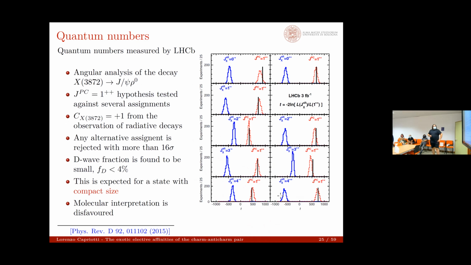Then the quantum numbers were measured by LHCb in 2015. This is an angular analysis of what we call the golden channel, J/psi rho, and it found that this has J^PC equal to 1++. All the other assignments are rejected with more than 16 sigma. And these quantum numbers are expected for a state with compact size. So again, a molecular interpretation is disfavored. All of this points towards a compact tetraquark.